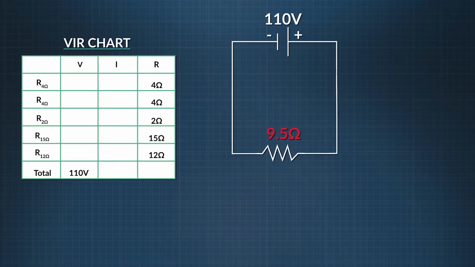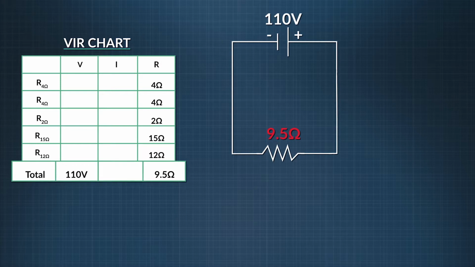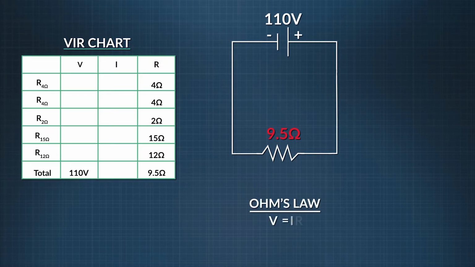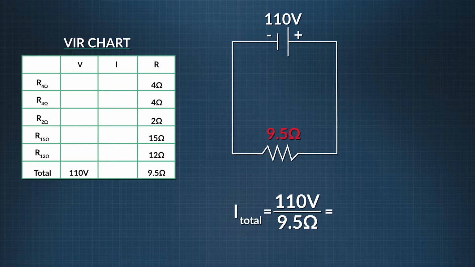Now that we know the equivalent resistance of the circuit, we can put that value into our VIR chart. Since we know 2 out of the 3 variables, we can use Ohm's law to solve for the total current in the circuit. We can rearrange Ohm's law to solve for current. Current is equal to voltage divided by resistance. When we plug those values in, we find the total circuit current is 11.6 amps.